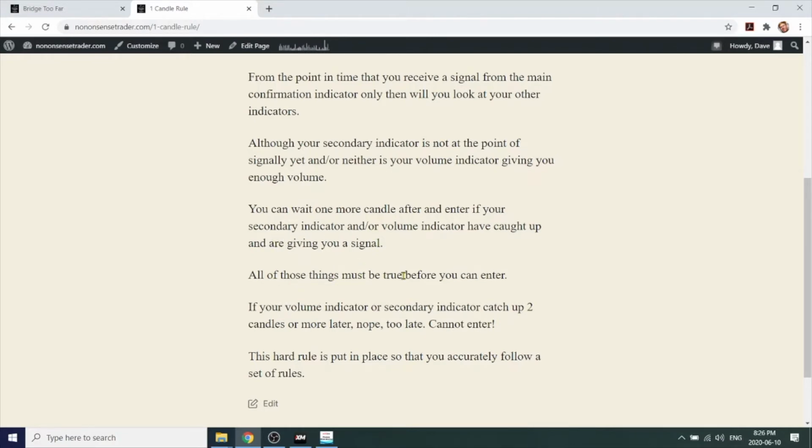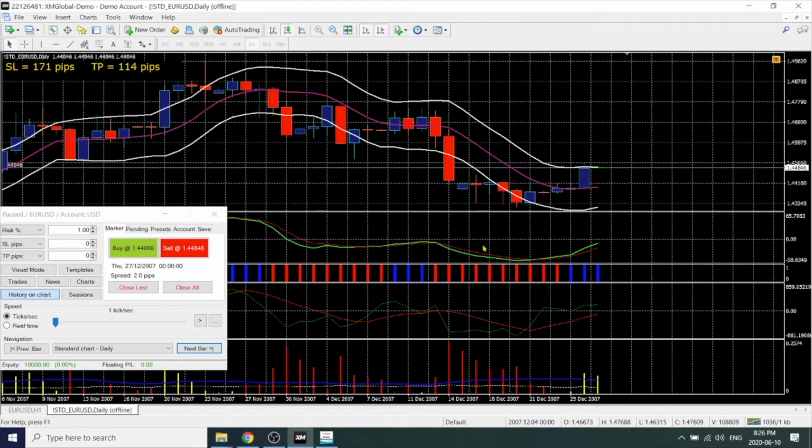All of those things must be true before you can enter. If your volume indicator or secondary indicator catch up 2 candles or more later, nope, too late, you cannot enter. It's a hard rule put in place so you can accurately follow a set of rules. Okay. So, in this case, if you were to follow this rule, you couldn't enter here because that is more than one candle. But let's talk about this rule some more.